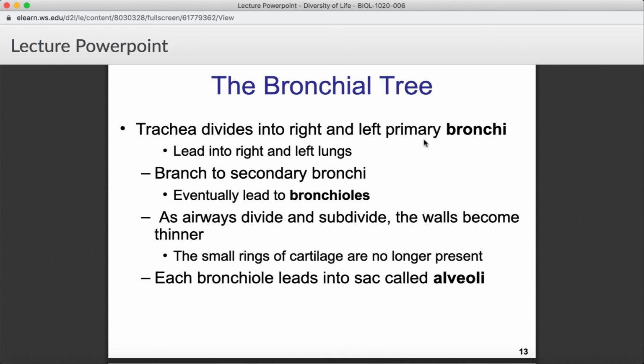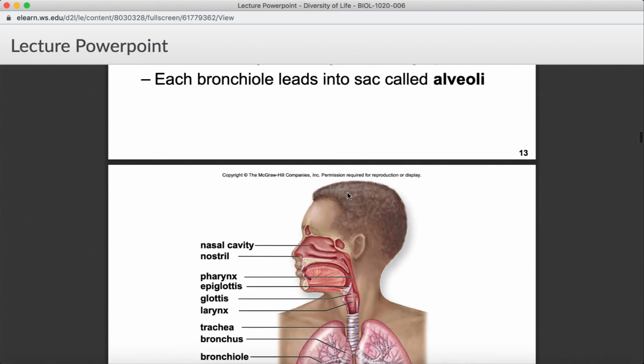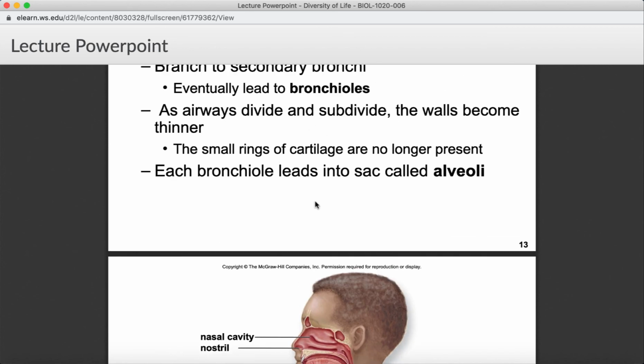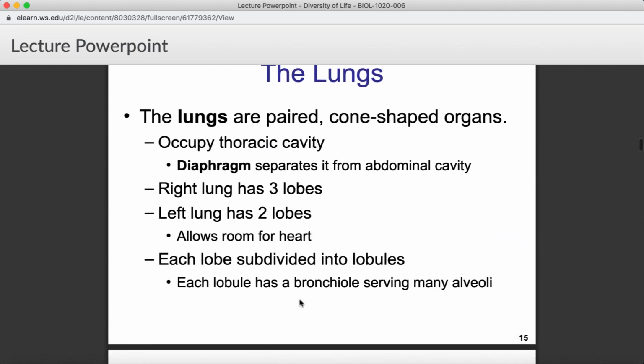The trachea is divided into the right and left primary bronchi, and then those separate into secondary bronchi, eventually down to the bronchioles, and that's where the alveoli actually are. Every time you divide, you get thinner. Divide and subdivide, then the walls get thinner, and eventually it's thin enough that you don't have the cartilage rings anymore, and it's just this little single cell wall of alveoli.